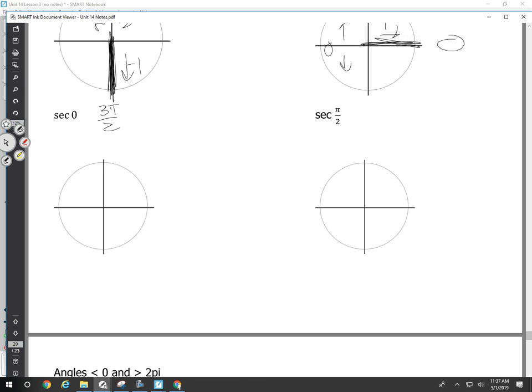Okay, a couple more. Secant of 0. Well, it's the reciprocal of the cosine of 0. At 0, I go to the right 1. I do not go up or down at all. The cosine of 0 is 1. Therefore, the secant of 0 is 1.